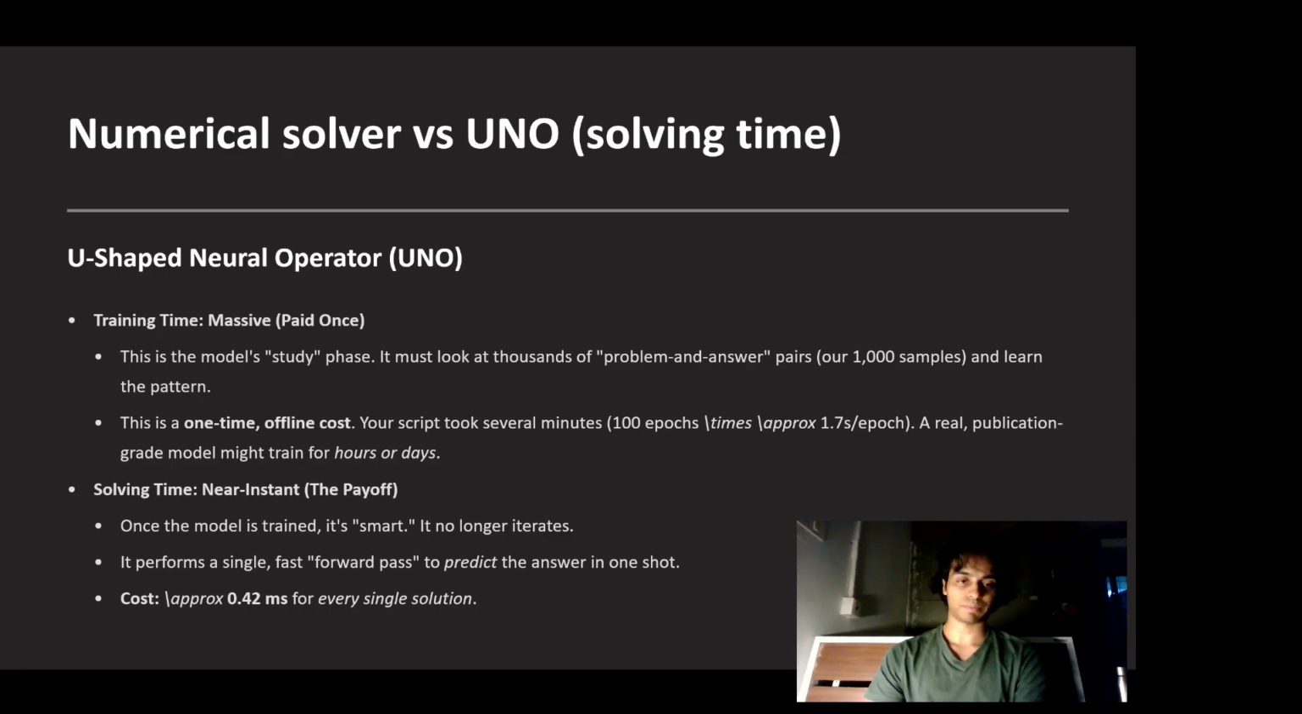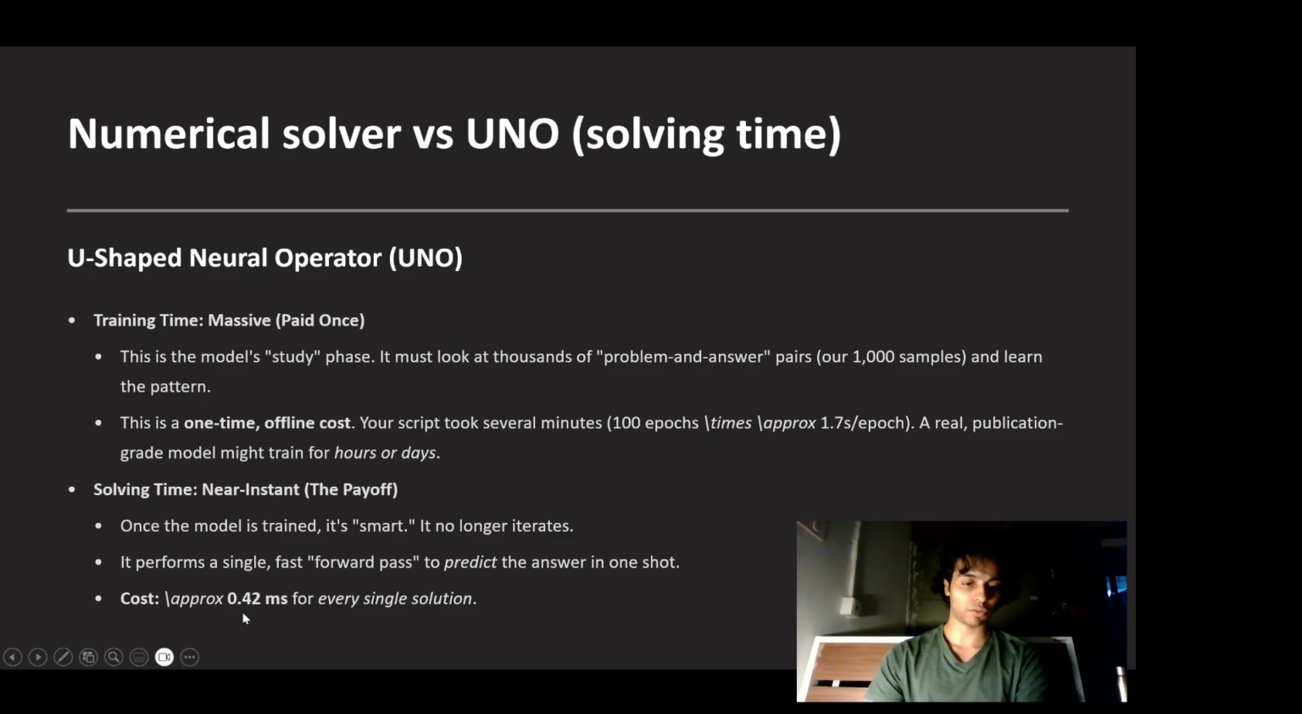Now, the UNO. Here I'm going to look at the problems and answers. So I'm going to look at the input and the output, then I'm going to train the model based on whatever I see. Then I'm going to learn a pattern. One time I learn the pattern, then it understood it. After this, every single time it's going to try to approximate and predict what the output can be for any given input. Right?